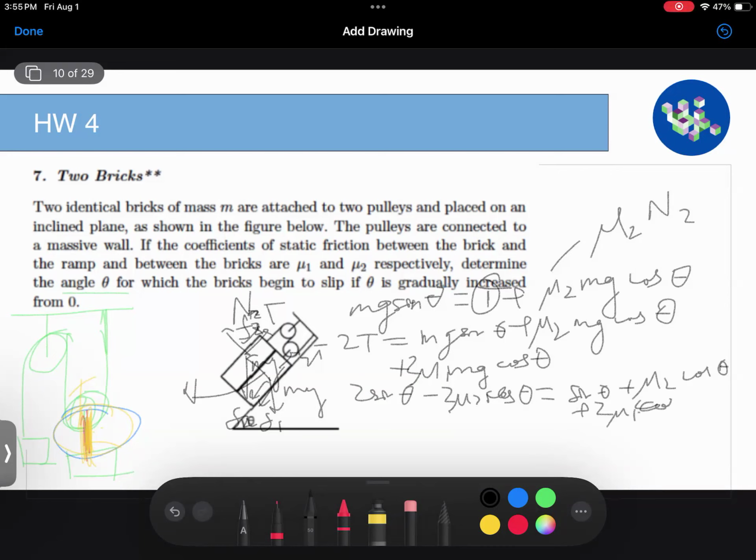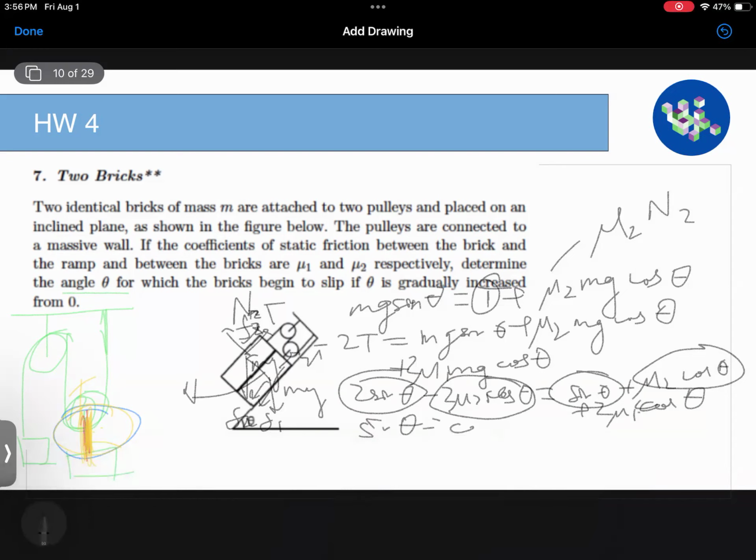And then let's see. There's a sine theta and 2 sine theta, and there's a negative 2 mu 2 cosine theta and a mu 2 cosine theta. So if I isolate sine theta terms on one side and cosine theta terms on another side, what I get is sine theta is equal to, if I factor out the cosine theta, it will look something like 2 mu 1 plus 3 mu 2 once you do the last one, right? So what do we get? tan theta equals 2 mu 1 plus 3 mu 2, and that's our final answer for theta.